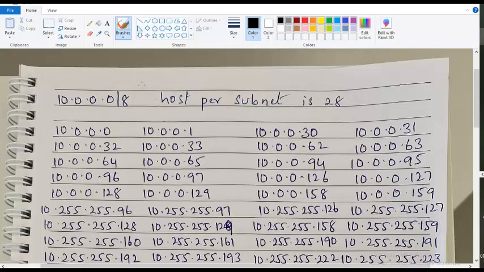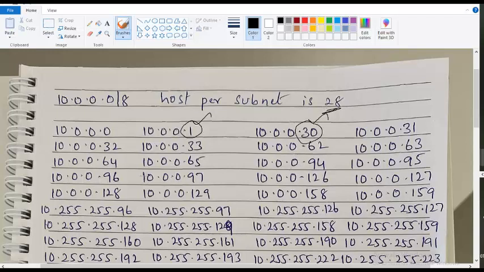Now you see there are 28 hosts per subnet, right? Do we get 28 hosts? Of course, yes. The first IP address is 1. The last IP address is 30. So you get two addresses more than what you want. That is good. For future expansion, you may add another two devices without doing any subnetting.